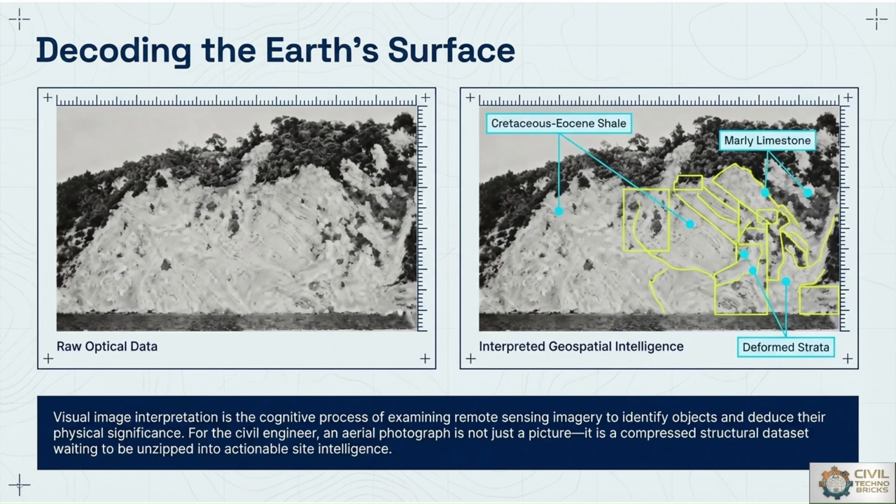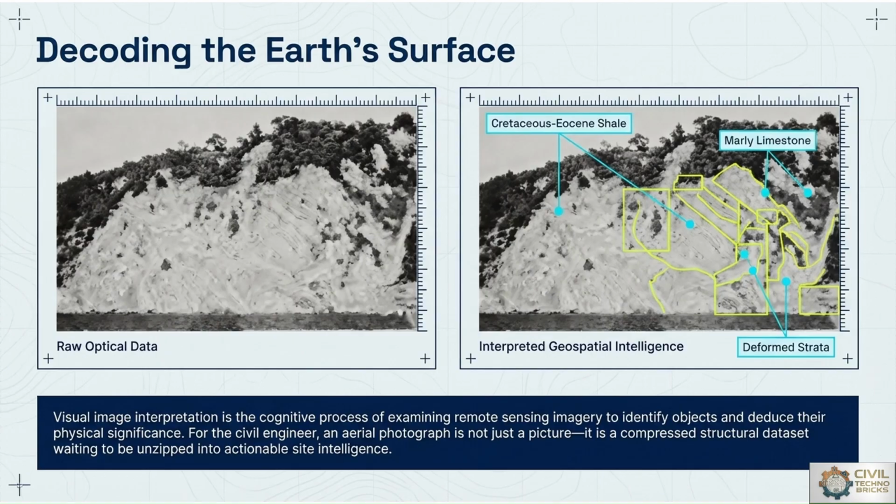Importance of image interpretation, that is, decoding the earth's surface, where raw optical data becomes interpreted geospatial intelligence. This is the actual comparison. Visual image interpretation is the cognitive process of examining remote sensing imagery to identify and deduce their physical significance. For the civil engineer, an aerial photograph is not just a picture. It is a compressed structural data set waiting to be unzipped into actionable site intelligence, just like image number 2.